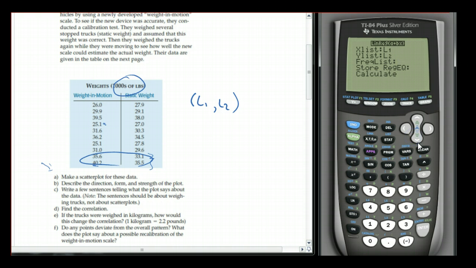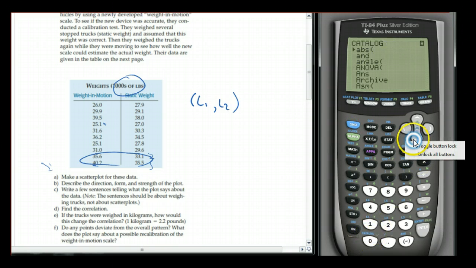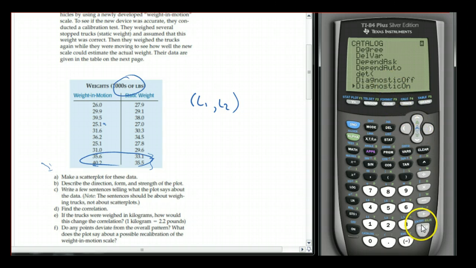So we'll go down to calculate here. Now, my computer one seems to be resetting itself all the time. If it's the first time you've done this, you're only going to get these 3 values. But if you want more values, and more importantly the correlation coefficient, you have to go second function, catalog, and go down to diagnostics, and hit diagnostics on. You only have to do this once.